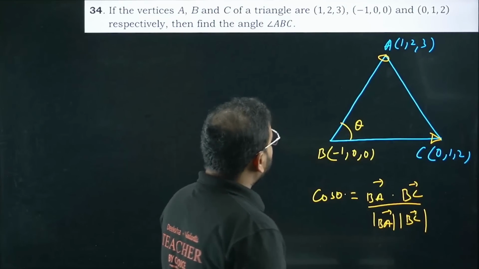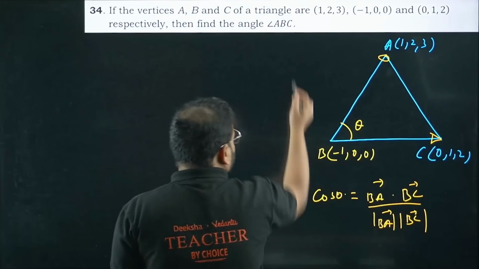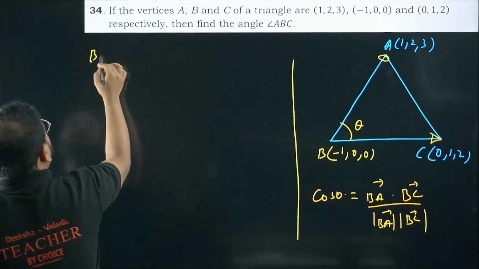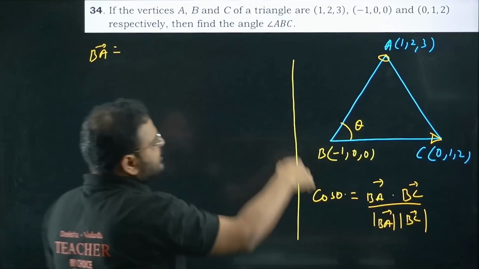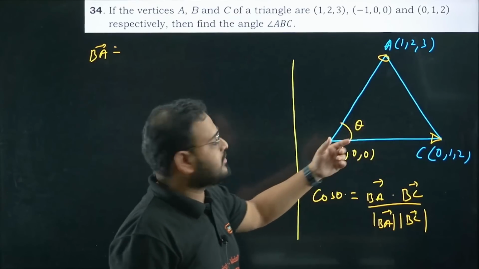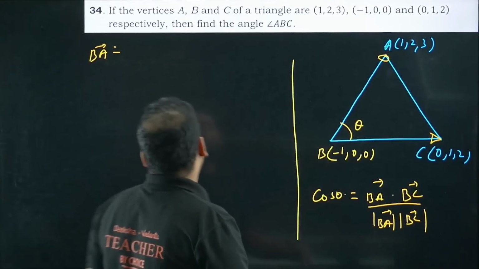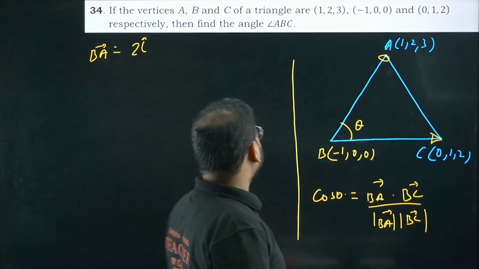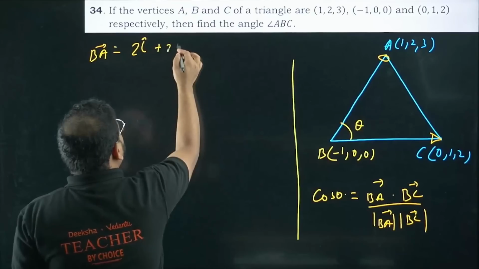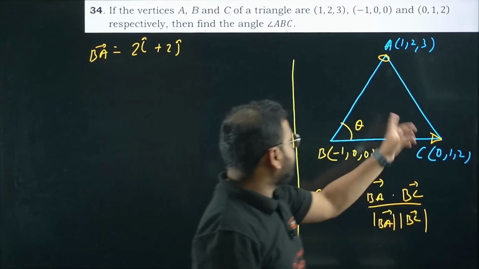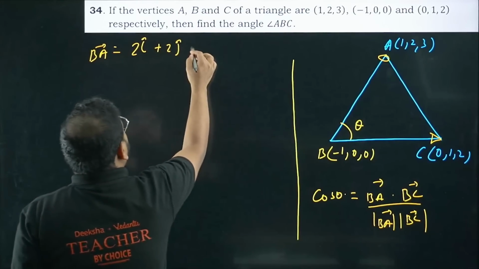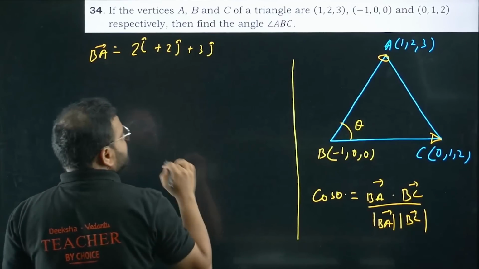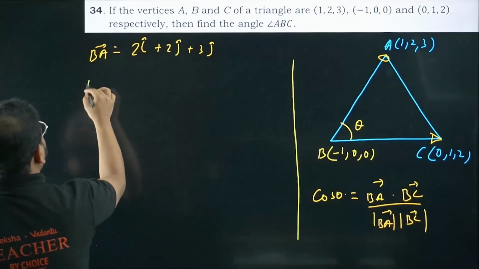Now when you write the BA, how do you write it? Your BA vector will become, with the help of these two coordinates I can find the position vector. So 1 minus minus 1 will become 2i cap. Next, 2 minus 0 will become plus 2j cap, and the last one will be 3 minus 0, again plus 3k cap. BA is done.